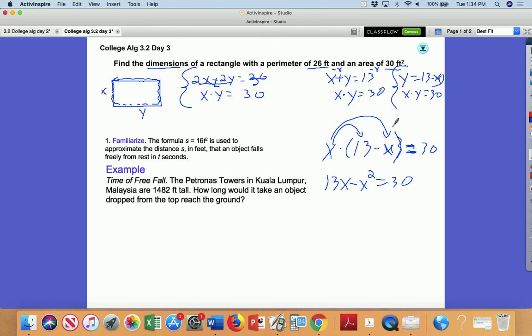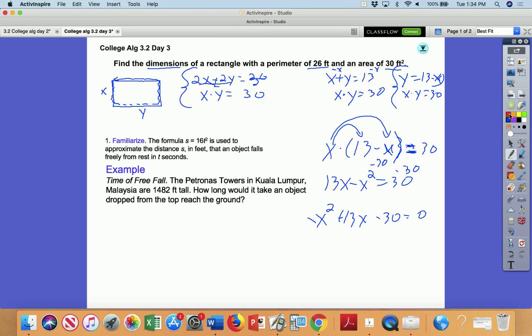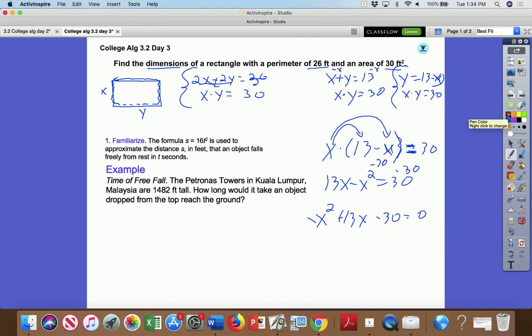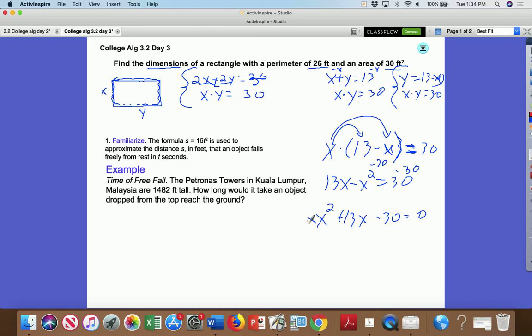Okay, so we could either move these over, or we could move that over. Both have advantages, disadvantages. What do you want to do? Move the 30, okay? So if we subtract 30, we're going to get negative x squared plus 13x minus 30. Right. So I don't like that negative coefficient there. It kind of causes some problems. So you could either factor it out or you could multiply everything by negative 1. So I'm going to multiply by negative 1.